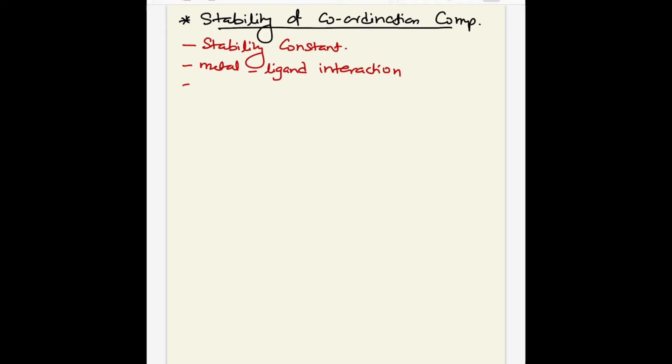So generally, according to Lewis theory, ligands are Lewis bases. They donate an electron pair to the metal atom, and they create an interaction between that metal and the ligand. Stronger the interaction, greater the stability. So the stability of a complex is directly proportional to the interaction between the ligand and the metal atom.